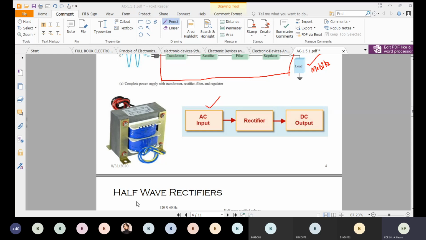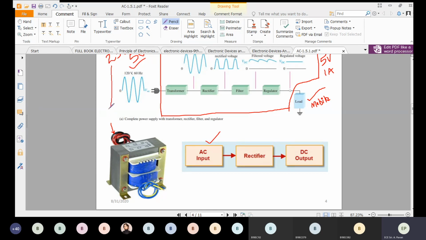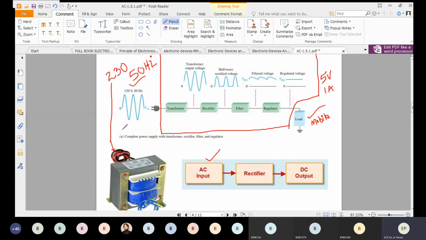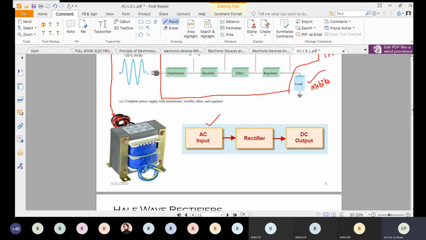This symbol is nothing but a transformer. This is the symbol of the transformer, and this side is the transformer primary. Black and red wires are the transformer primary, right? Primary means what we give is 230 volts, 50 Hz. This is the supply we will give to the transformer, right?